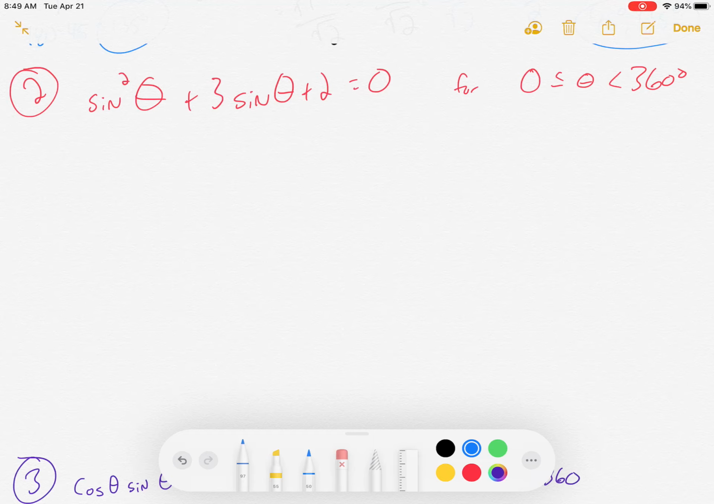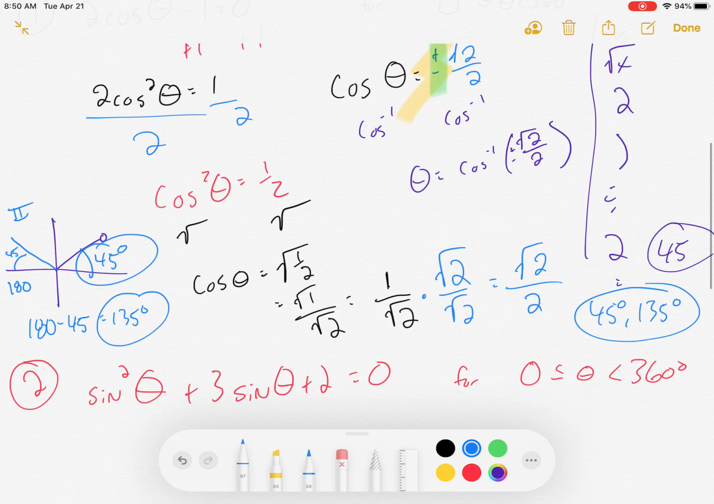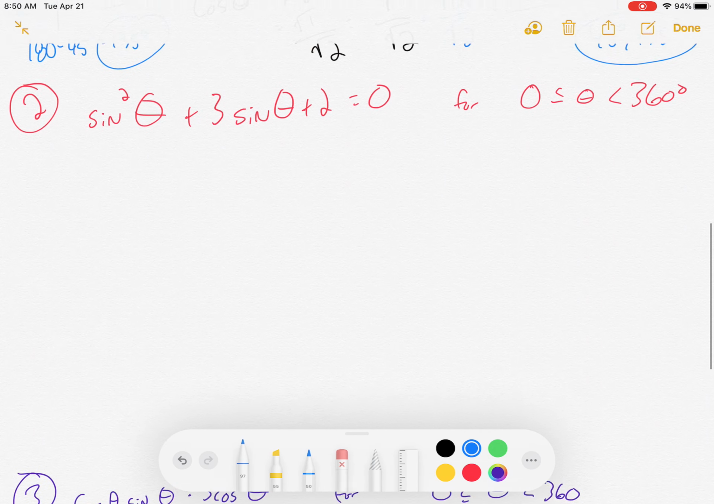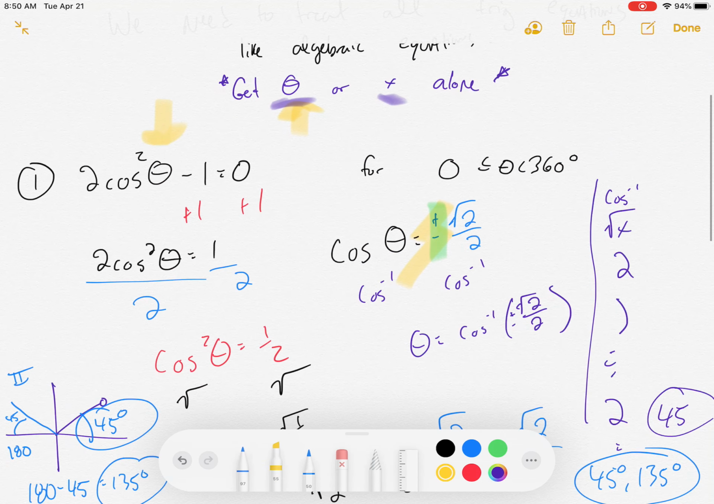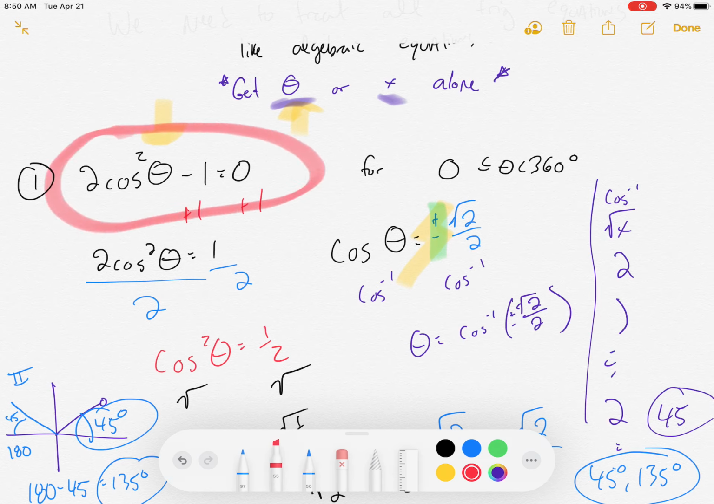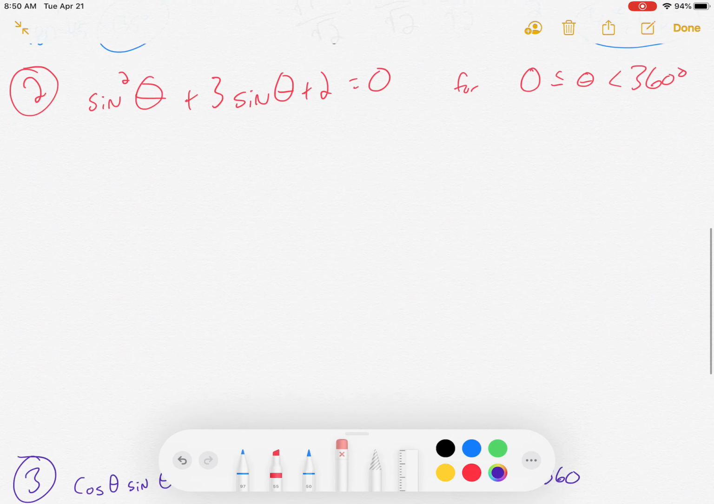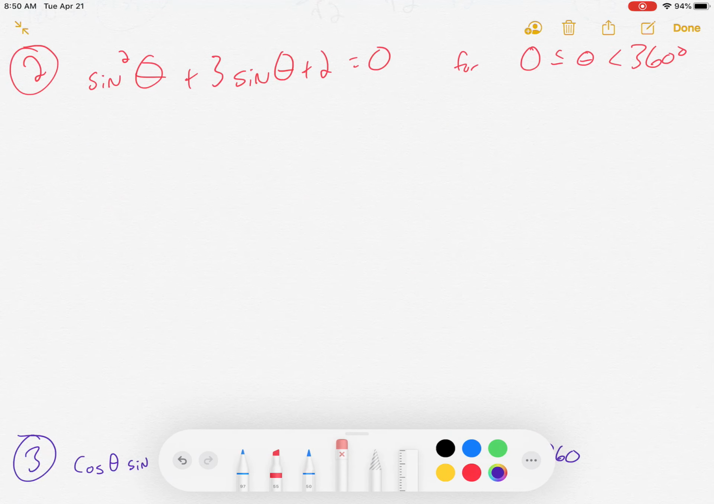Okay, number 2 says sine squared theta plus 3 sine of theta plus 2 equals 0. Well, this looks goofy. Again, before we just said, well, what if it was just an x? I wrote this equation out that I'm about to circle in red highlighter. I wrote that instead of 2 cosine squared theta, I just put x. So I had 2x minus 1. So let's do the same thing.